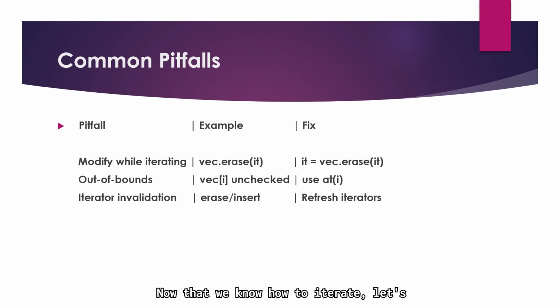Now that we know how to iterate, let's look at what not to do. First, modifying a vector while iterating through it can invalidate iterators. If you erase an element while inside a loop, you must update the iterator. Second, accessing a vector using unchecked indices can cause out-of-bounds errors. Use at(i) if safety is a concern. Third, inserting or erasing during iteration changes the internal structure of the vector, often causing bugs if you are not careful. Always test iteration logic thoroughly and refer to STL documentation when in doubt.